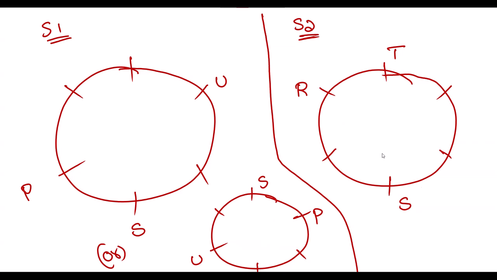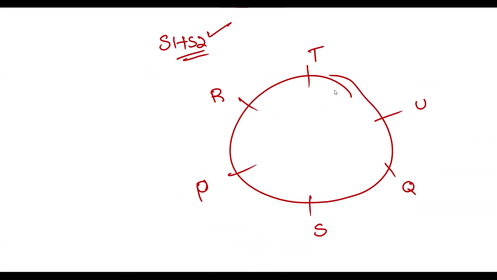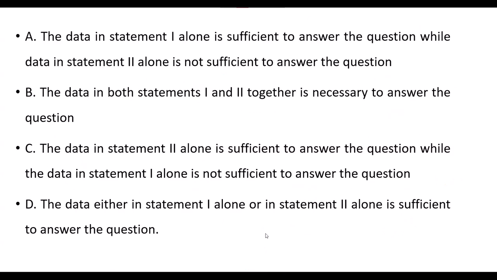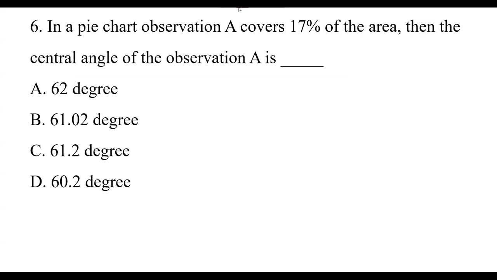Okay, alone not possible, together it's possible. We can decide all arrangement completed. Seating arrangement related question in data sufficiency, so put together we can answer. So we go with option B. Both statements together is necessary to answer the question. Alone not possible.